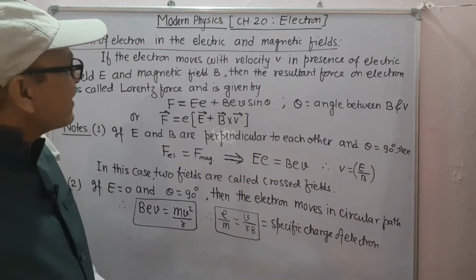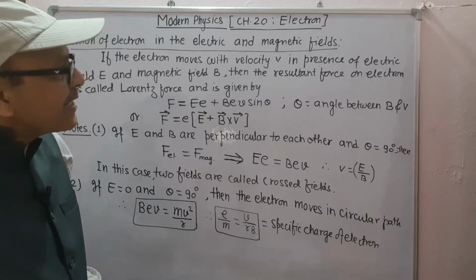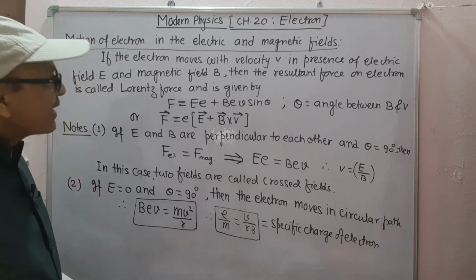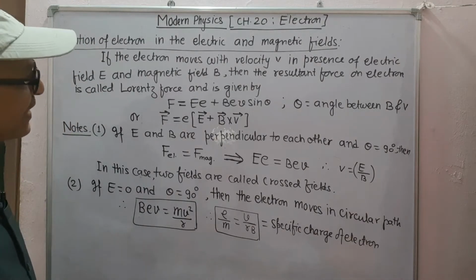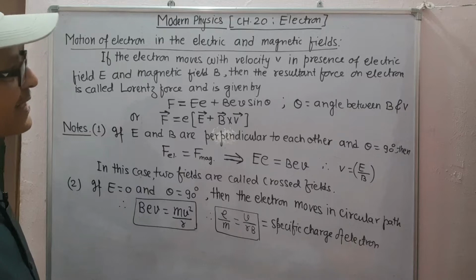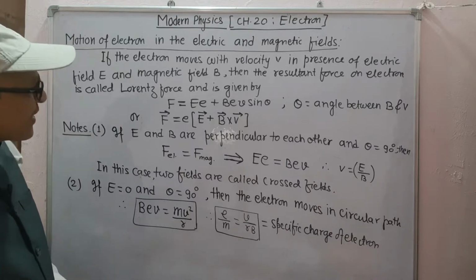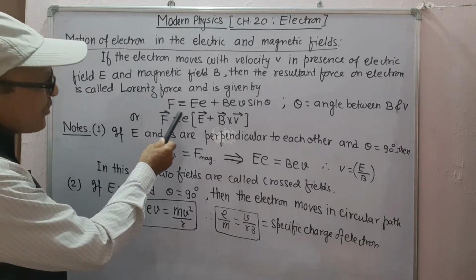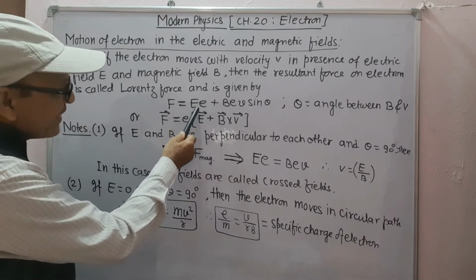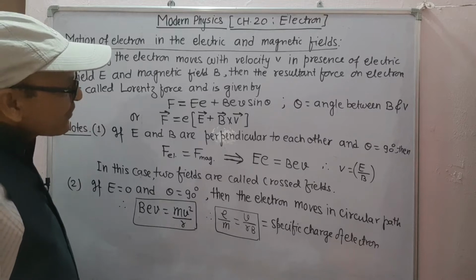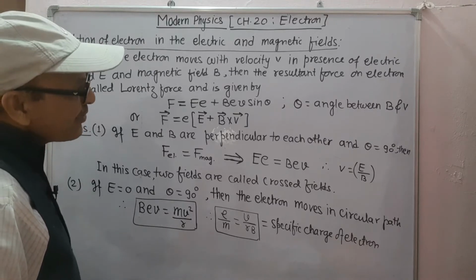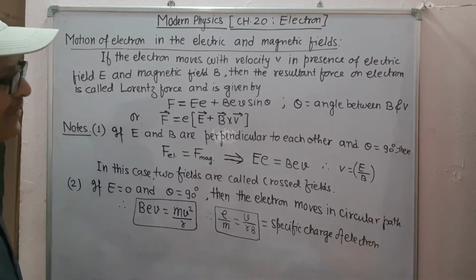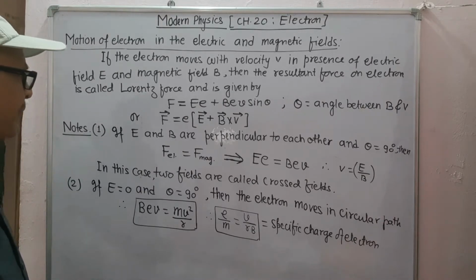If the electron is moving with velocity v in presence of electric field E and magnetic field B, then the resultant force on the electron is called Lorentz force and is given by F equals electric force eE plus magnetic force BeV sin theta, where theta is the angle between magnetic field B and the velocity v of electron.